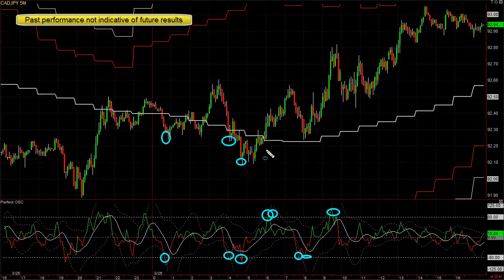This one here failed, so there's one real loss on that. You would not have had enough movement to trigger any kind of winning move. You would have lost here. This one nailed the low perfectly. This one nailed the high perfectly.